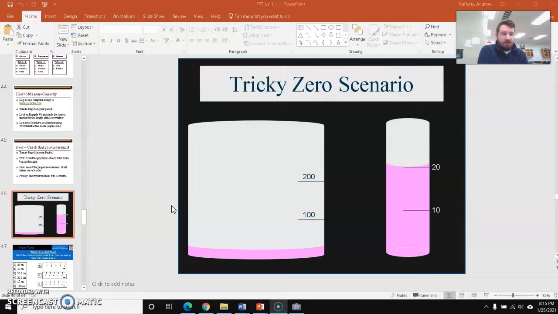All right, I hinted earlier about the tricky zero scenario, so let me show you this. We might have the same measurement with different devices, and we know which one is more specific, but it might be difficult to show that. So if we tried to take the measurement of both of these, assume that our units are milliliters. Our interval on the left, we're going up by 100 milliliters, so we need to estimate to the tens place. So we will call this 20 milliliters.